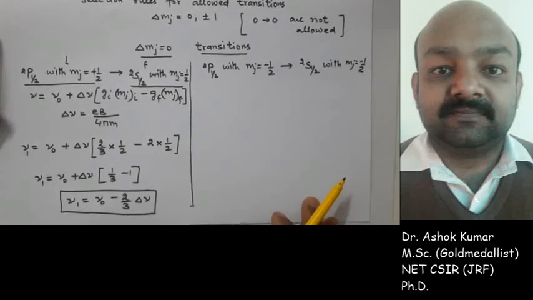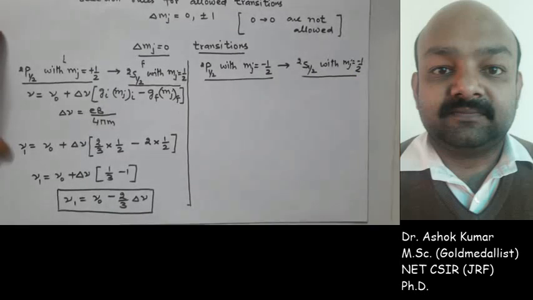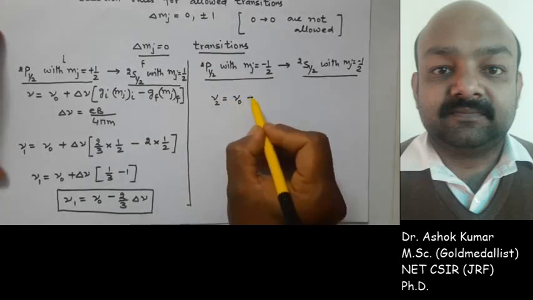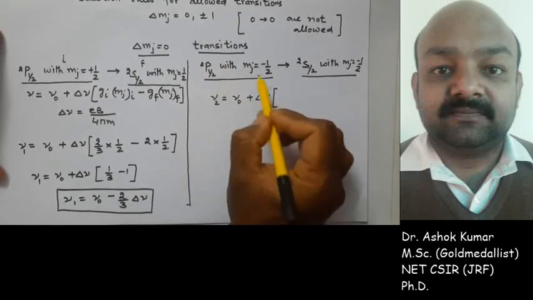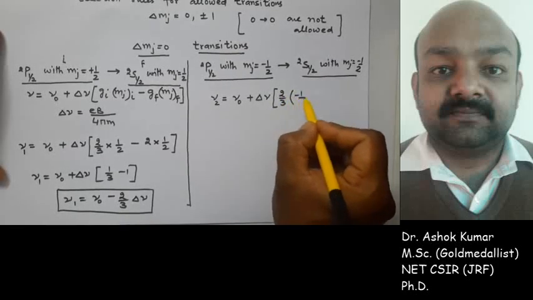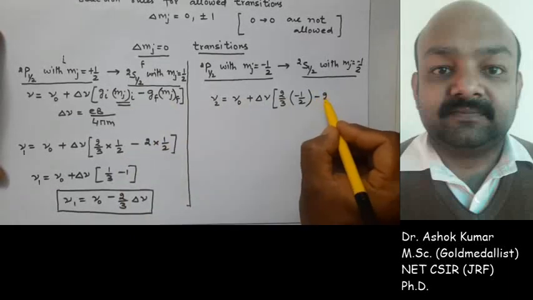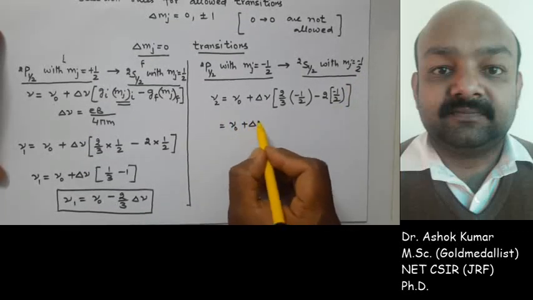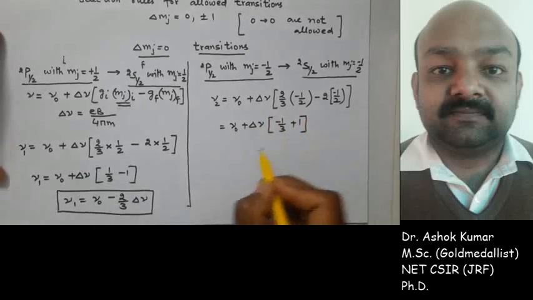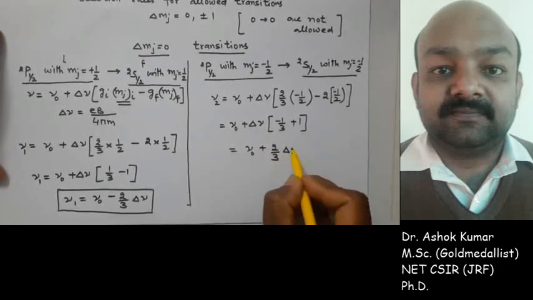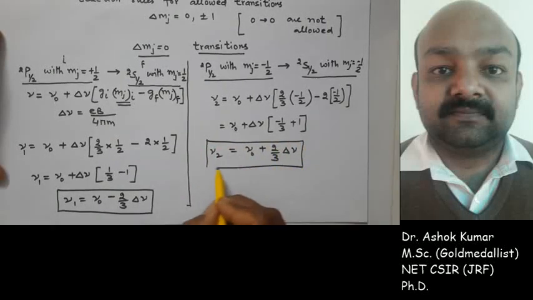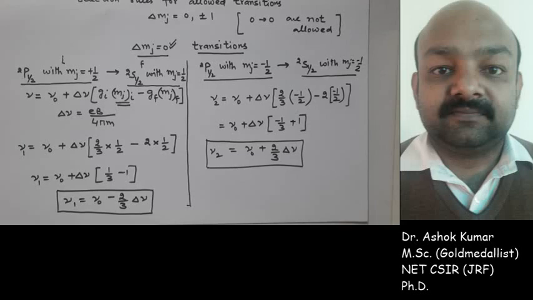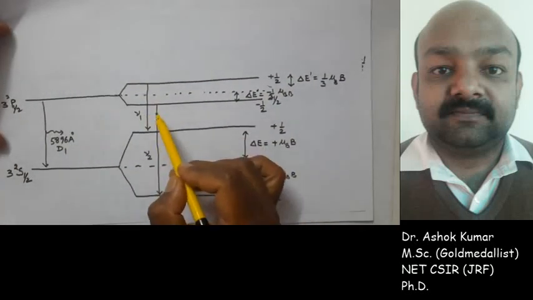Now we will try to calculate the frequency for transition from this state to this state. Again, using the same formulation, we will mark this transition as nu 2, nu naught plus delta nu. Again, Lande G factor for this energy level is 2 by 3. mj value is minus 1 by 2. For this state it is 2. Lande G factor is minus 1 by 2. Nu naught plus delta nu minus 1 by 3 plus 1. It is nu naught plus 2 by 3 delta nu. So this is the second transition that we obtained under this selection rule, and these two transitions are already shown in the energy level, this nu 1, nu 2.